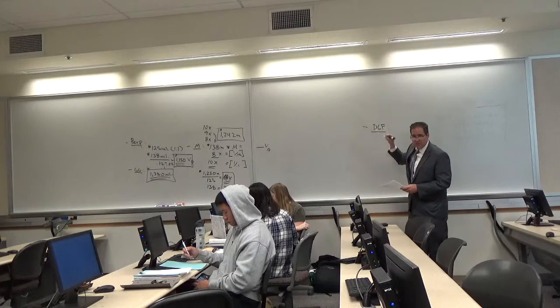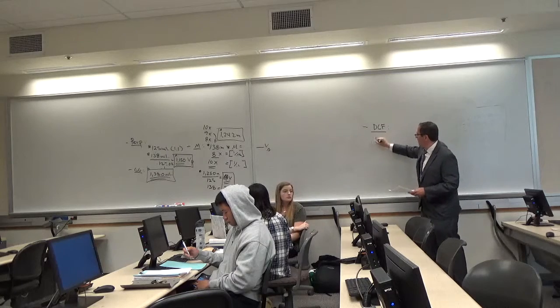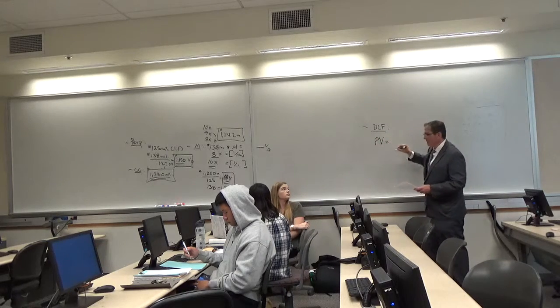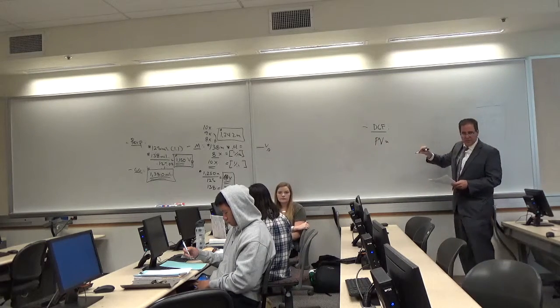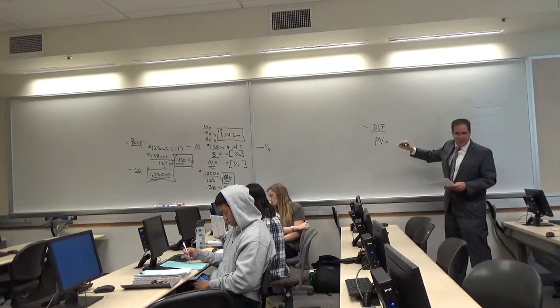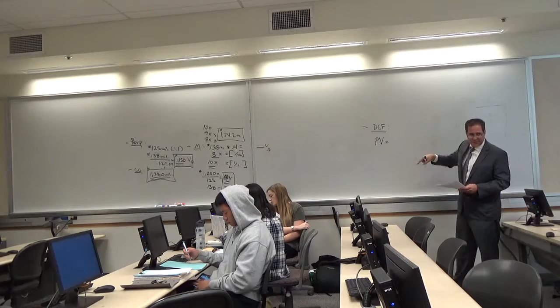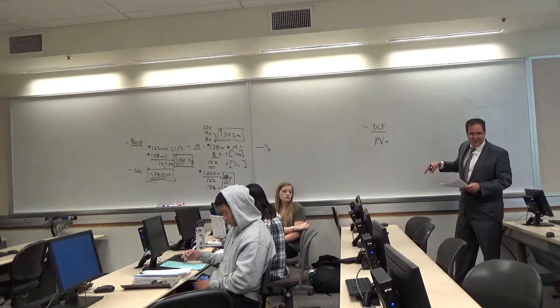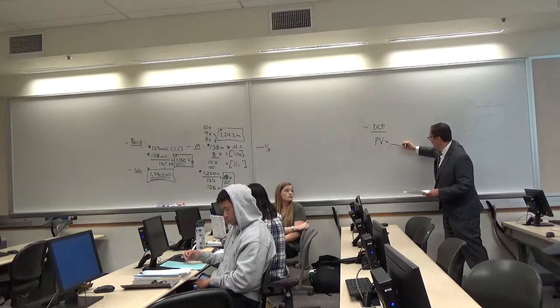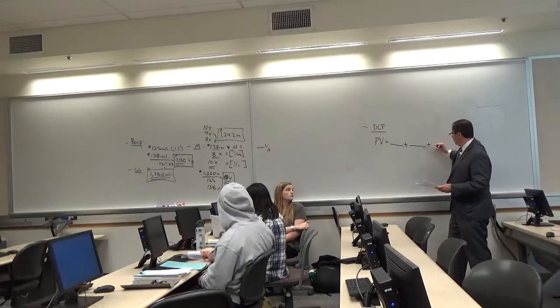Walk me through the process. PV equals. Okay, so the goal is to calculate the PV. Now what do we do? You go to cash flow out 1 year, which is 138. Okay, just walk me through the structure. Do I take it out 5 years? Yeah. What's the holding period? 5 years.